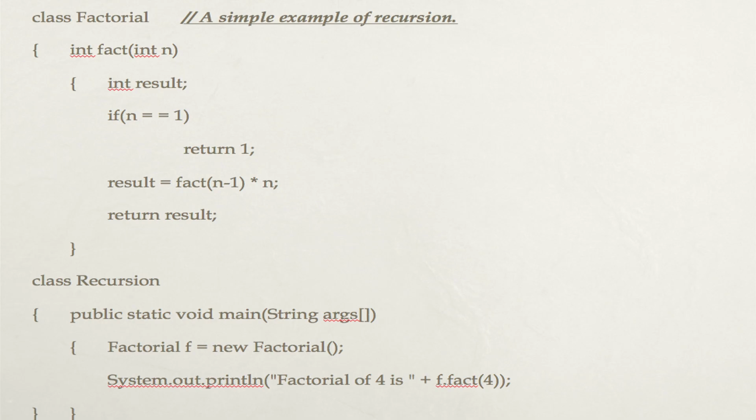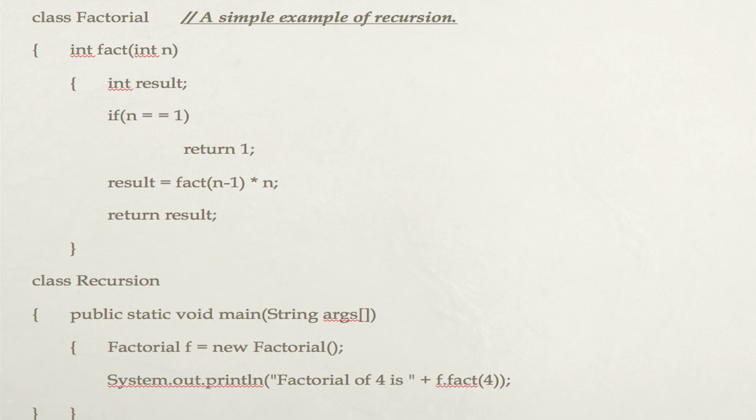Suppose the number is 5, then the factorial is 5 into 4 into 3 into 2 into 1. Every time it executes fact(n - 1), it will pass the argument n minus 1. First time it is 5, second time it is fact(4), then fact(3), fact(2), and finally fact(1). And when it is fact(1), it will compare the value of n with 1, and it will return 1. So this is the example.